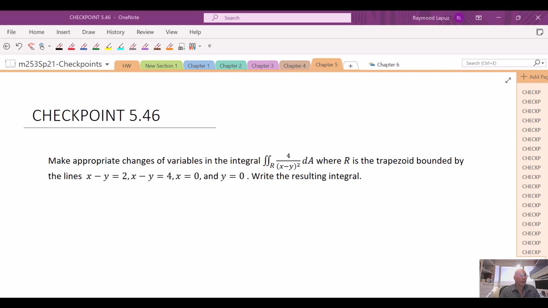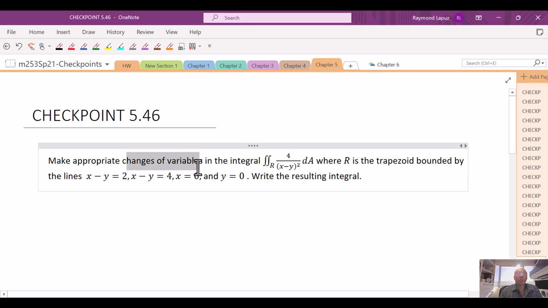5.46. In this checkpoint they want us to make an appropriate change of variables for this particular integral. It's a double integral over the region R of 4 divided by (x minus y) squared, where R is a trapezoid bounded by the lines x minus y is equal to 2, x minus y is equal to 4, and then x is equal to 0 and y is equal to 0. And then they want us to write out the integral that results in this transformation.